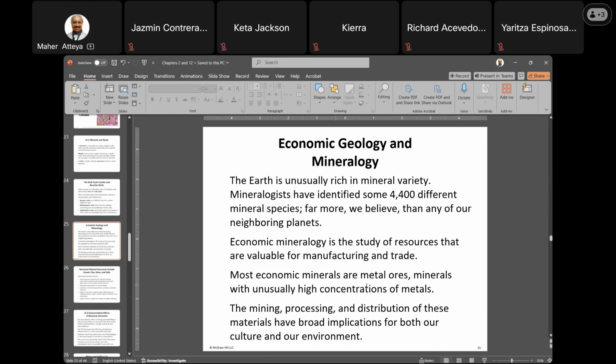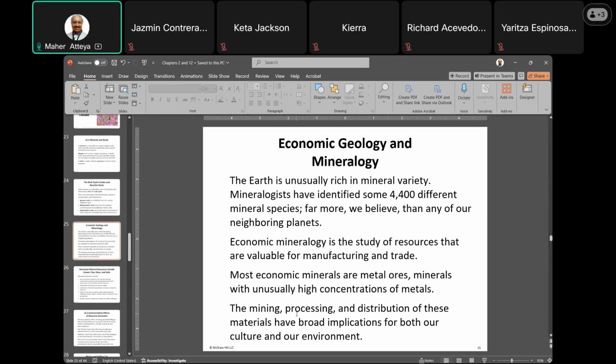Most economic minerals are metal ores, those oxides. Ores means metal oxides: minerals with unusually high concentrations of metals. They have a lot of metals in them. Of course they should, because they are the oxides or carbonates. They are the salts of metals.